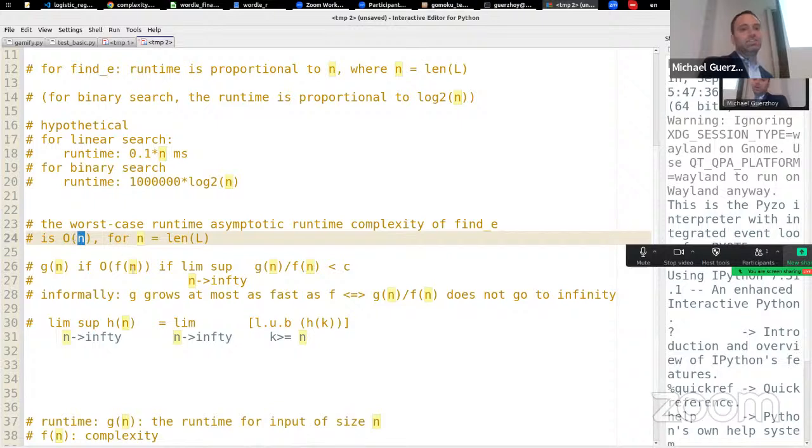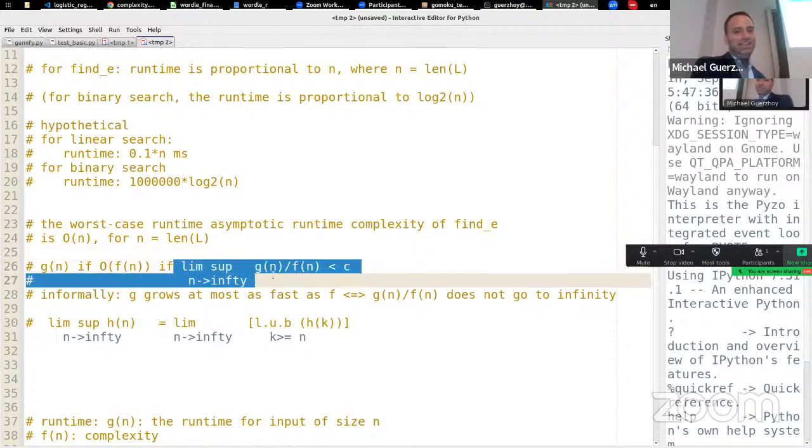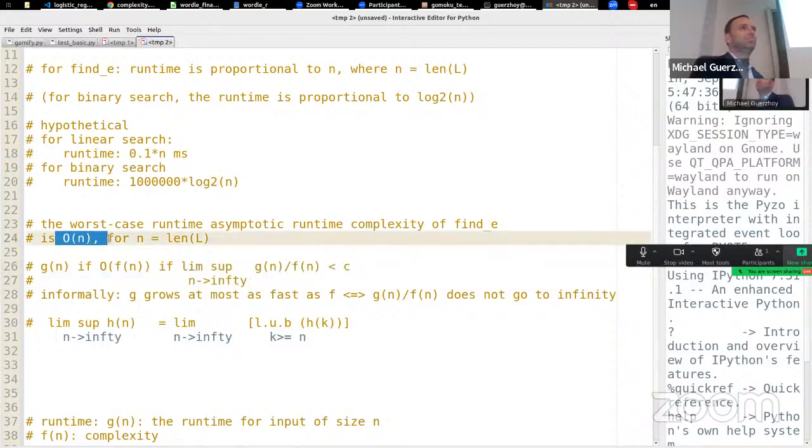This is O. What I mean by that is this: this is the formal definition, and the informal definition is this. O stands for order, and people say, on the order of.